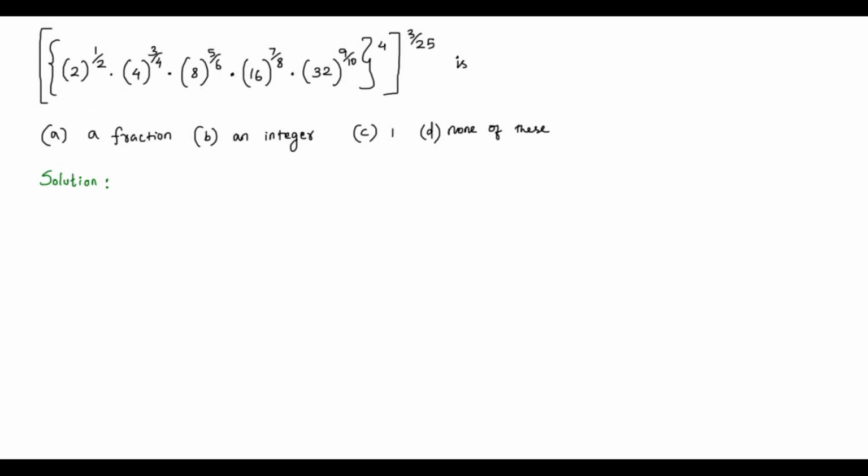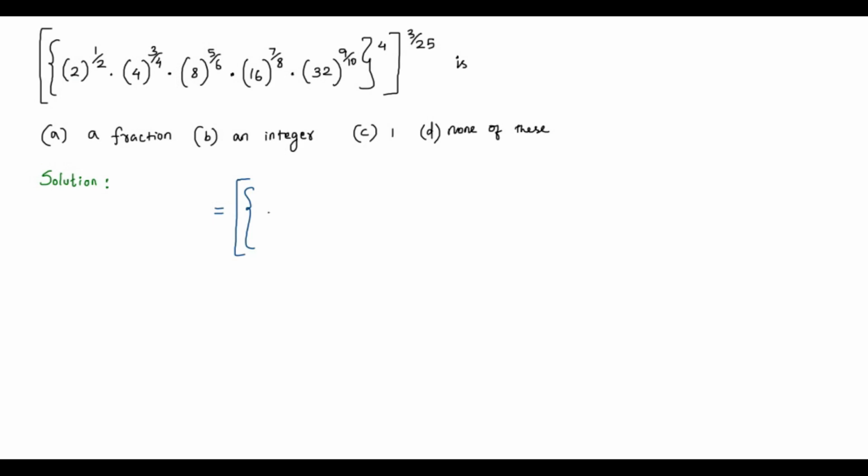When I look at the bases here, 2, 4, 8, 16 and 32, all of them are exponents of 2. So to simplify this expression, what I need to do is convert each base into an exponent of 2. We have nothing to do with the first term because the base is already 2. So we have to convert the other bases into exponents of 2. Okay, let's do it.